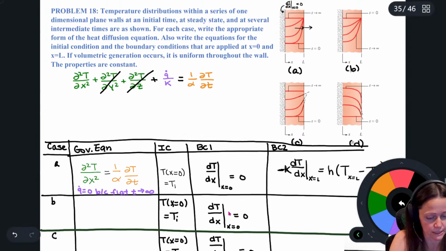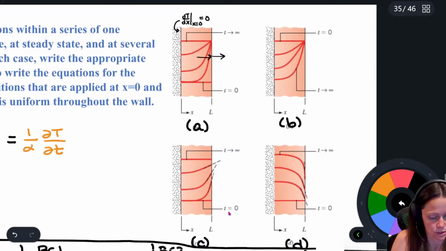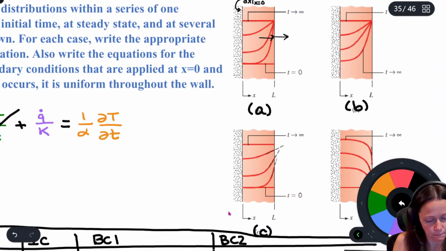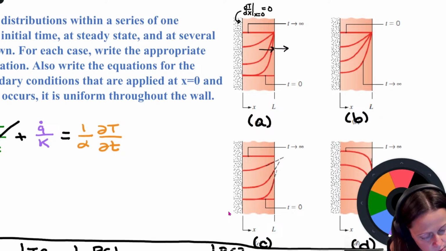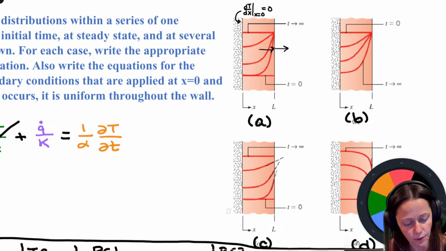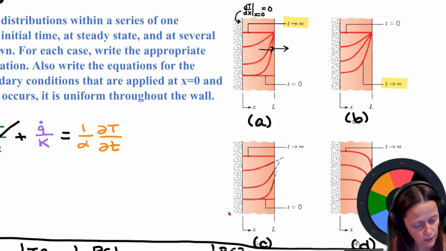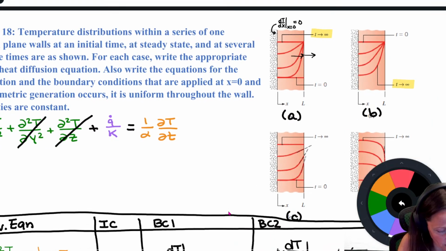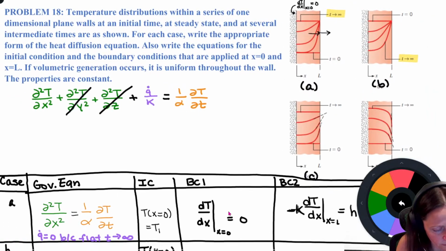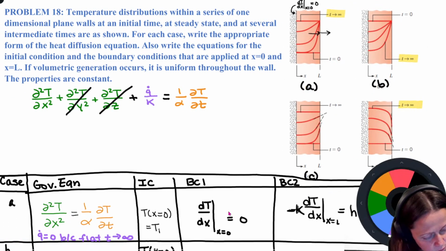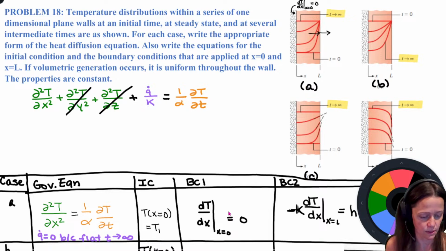Let's look at the other ones. So A, B, C, and D. I'm going to highlight as t goes to infinity. There's a t goes to infinity.